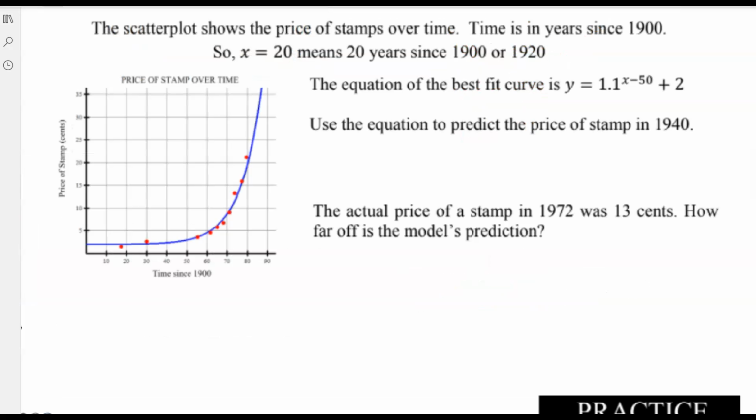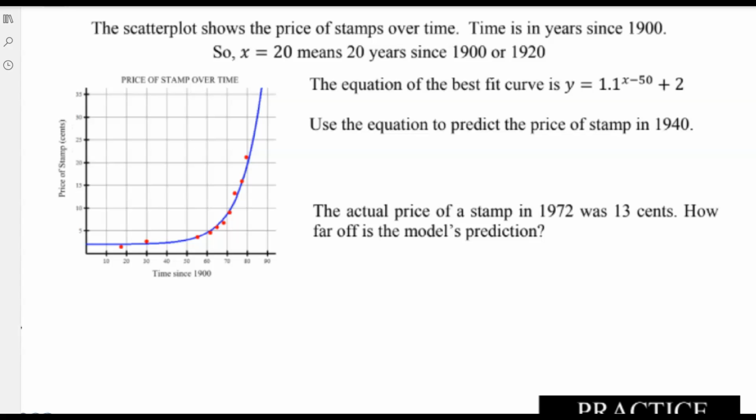Other types of curves can be used to model data. Here we have a scatter plot that shows the price of stamps over time, and this does not look linear, but it does have this curved shape, which is called exponential. So they've given us an equation. The equation of best fit curve is y equals 1.1 raised to the x minus 50 power, and then plus 2. So since they gave us the equation, and that's for the blue graph that you see, we can use that equation to make predictions.